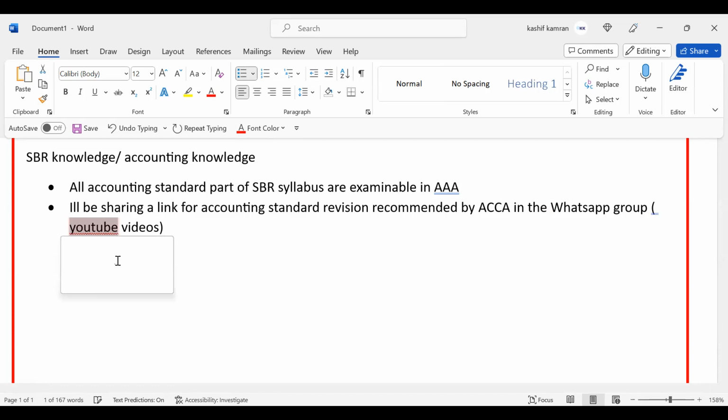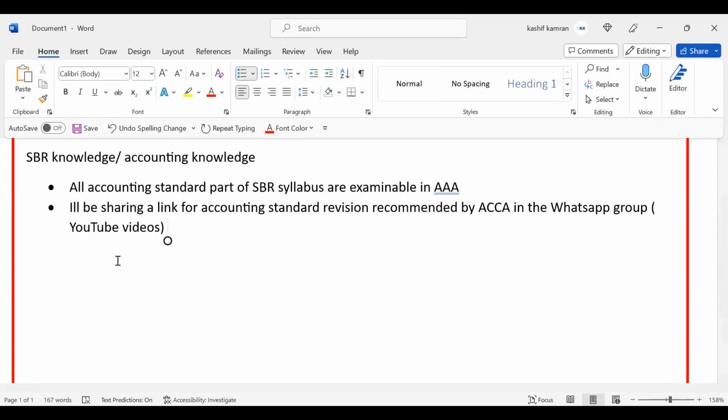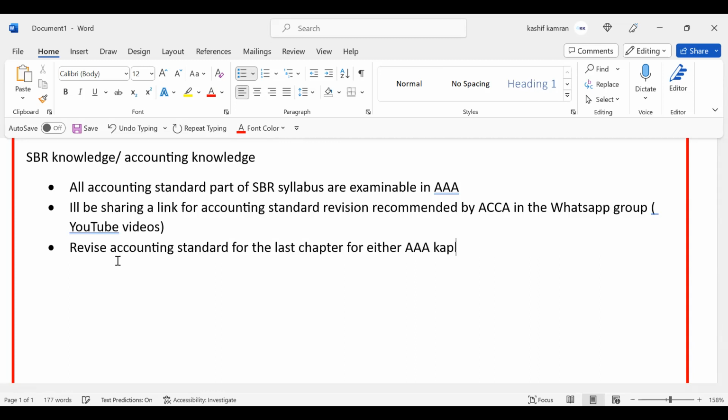So that's one source. Further, if a certain accounting standard is not covered in the YouTube videos recommended by ACCA, then you should revise accounting standards from the last chapter of either the AAA Kaplan or BPP book. In both the BPP and Kaplan books for AAA, the last chapter is known as financial reporting revision. So that last chapter is very good.